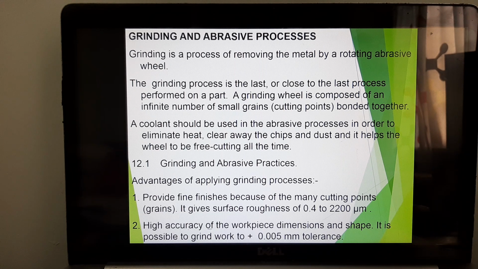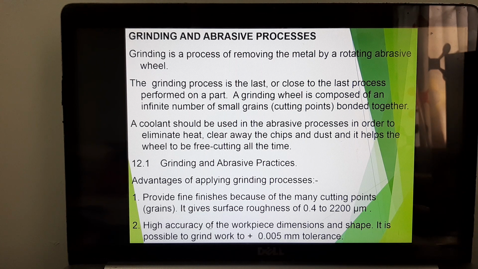Now we're going to move on to our next topic, which is grinding and abrasive processes. I hope you've gone through metal cutting and learned all the basics, and as I've mentioned in the previous videos, how I would expect you to answer the metal cutting questions. I hope you'll be able to answer in that way, and from now on we'll move on to the next topic, which is grinding and abrasive processes.